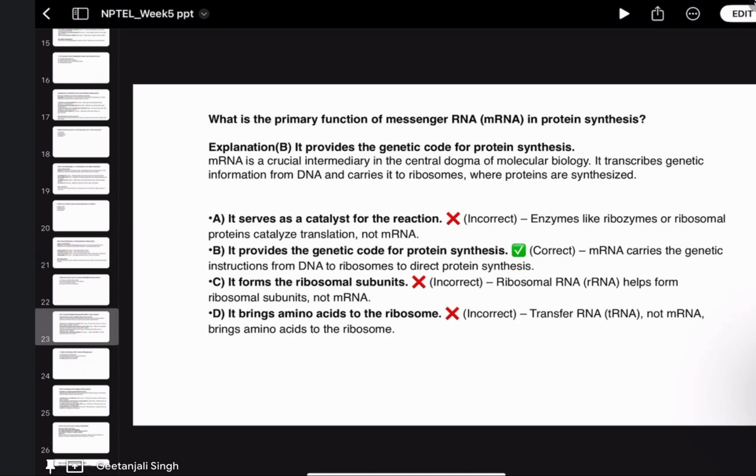The correct answer is B. It provides genetic code for protein synthesis. mRNA is a crucial intermediary in the central dogma of molecular biology. It transcribes the genetic information from DNA and carries it to ribosomes where proteins are synthesized. It does not serve as a catalyst for the reaction, because that's the work of different ribosomal proteins.